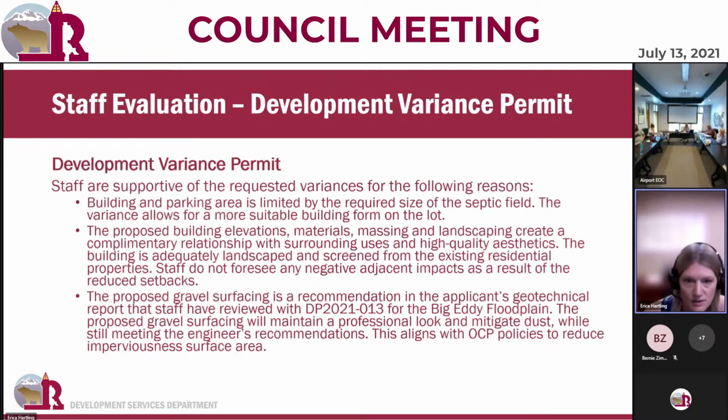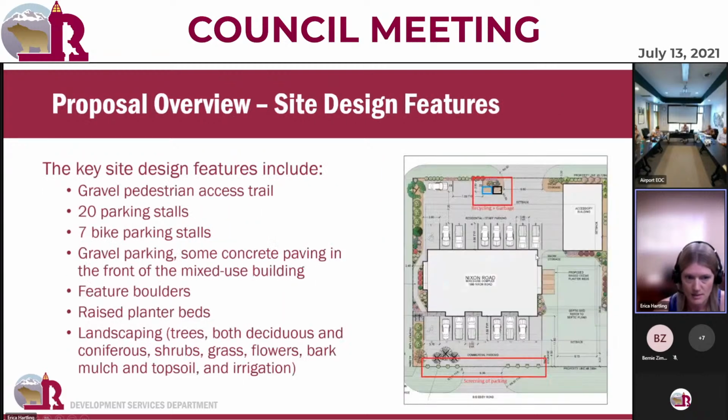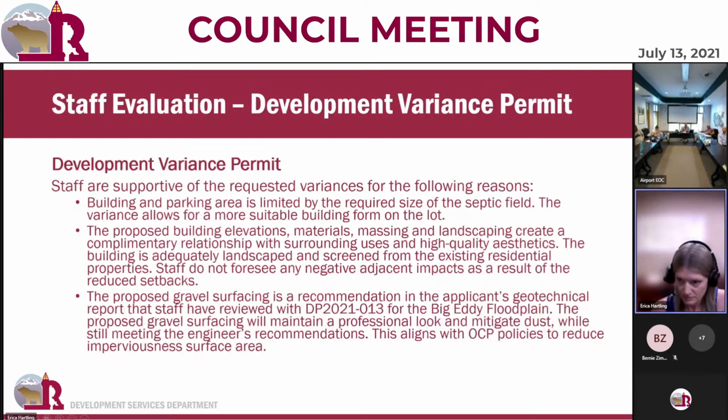So staff have done an evaluation of the development variance permit, and staff are supportive of the variance for a few of the following reasons. The proposed building and parking area is limited by the required size of the septic field. You'll see in this slide here where the septic bed is located, and the required size has pushed the building over. The proposed variance does allow for a more suitable building form on the lot. It allows to have the proposed 3 units for commercial and residential on the top and bottom. If the variance is not supported and they need to meet the 6-meter setback, it would potentially require a reduction in the building size and changes to the parking and building layout.